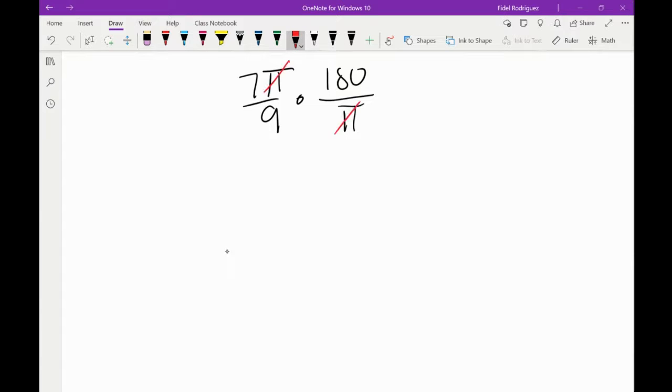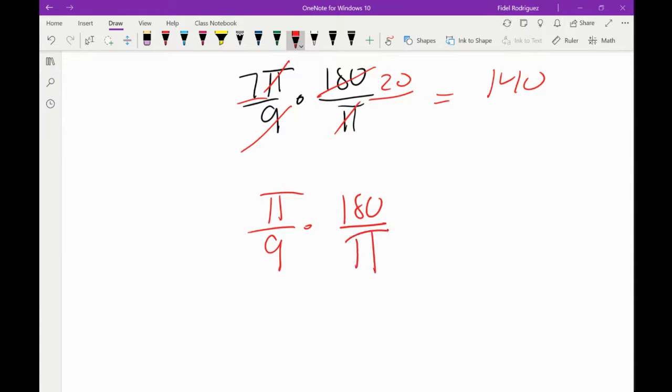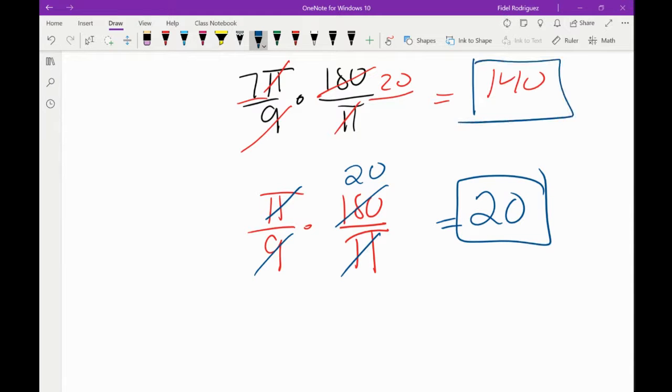Okay, so let's get rid of these pi's. Boom. 9 goes into 180 20 times. And 7 times 20? 140. Okay. And we're going to do this second time. Pi over 9 times 180 over pi again. And this pi here and that pi there are going to go away. And 9 goes into 180 20 times. So we got our two values in terms of angles now, right? 140 and 20.